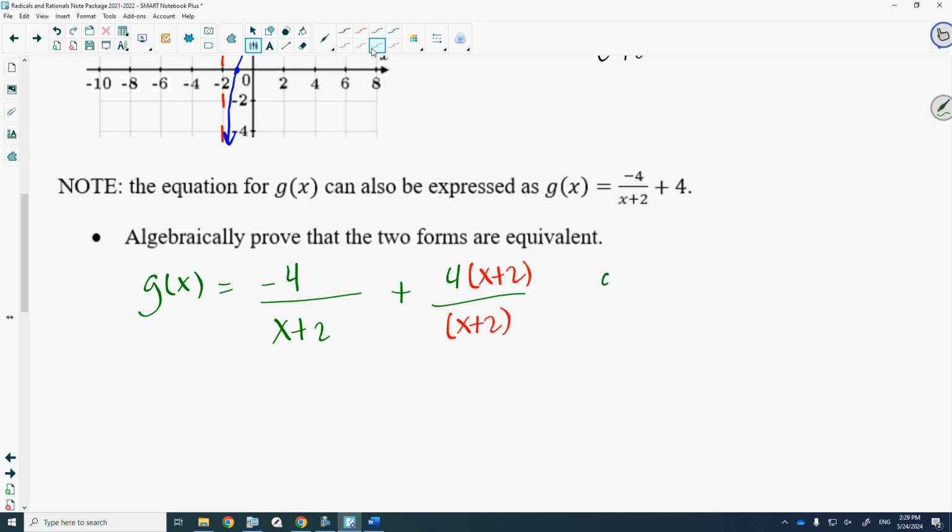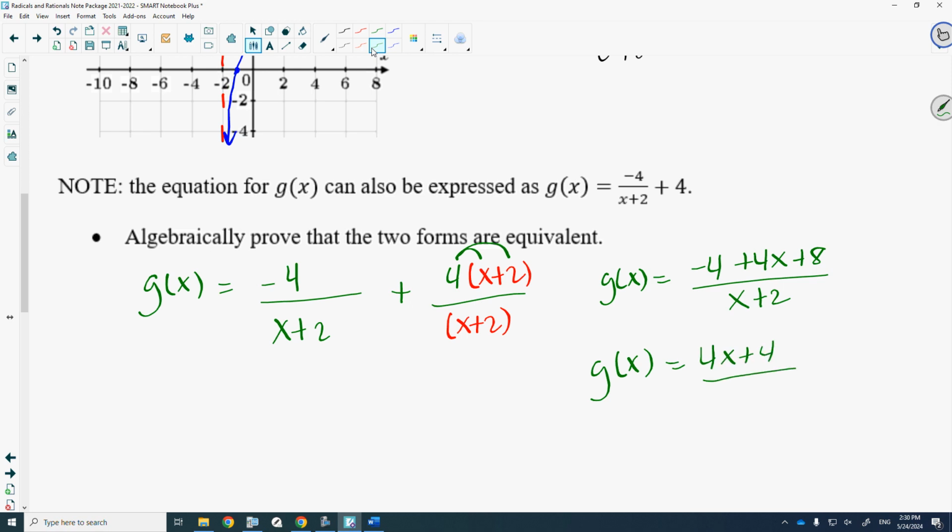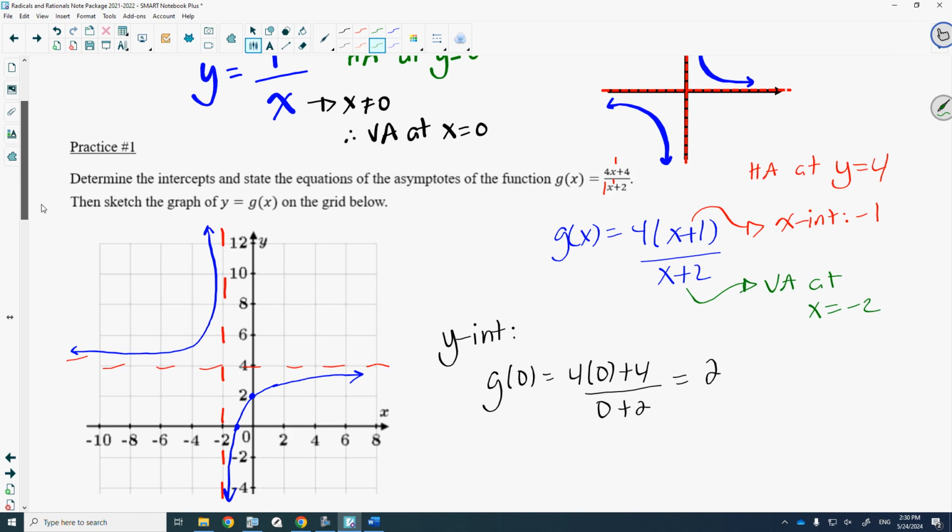That will give me g of x is equal to x plus 2 as my denominator. My numerator is -4 plus 4x plus 8. The numerator can be simplified to 4x plus 4, all over x plus 2. So I just proved algebraically that this form of the equation is equal to the original form that we were given. They're equivalent.